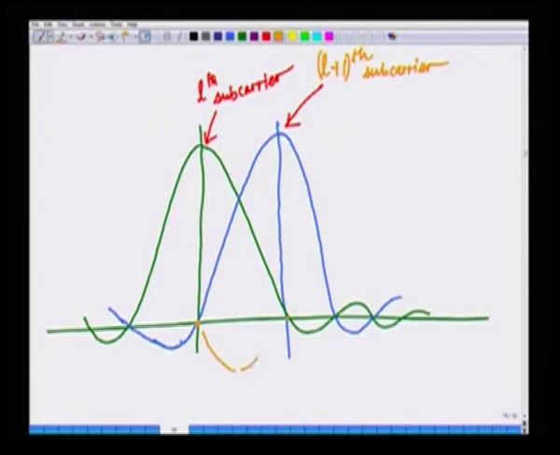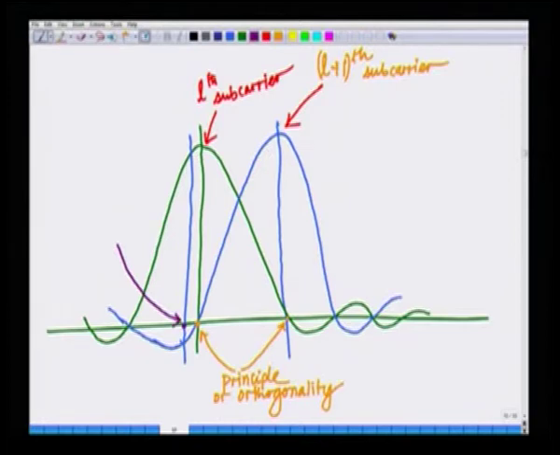This is essentially the principle of orthogonality of the subcarriers. Now, the moment I have a carrier frequency offset, I am offsetting the sampling point in frequency, which means I am sampling slightly off the peak. So, this is the new sampling point because of the carrier frequency offset.